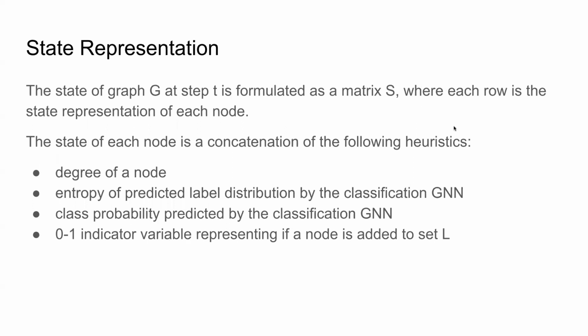First of all, the state representation of a graph G at step T is represented as a matrix S, where each row is the state representation of each node. In the original paper, there are four heuristics connected together to form a state vector for a node: degree of a node, entropy of the predicted label distribution by the classification model, class probability predicted by the classification model, and a 0-1 indicator variable representing if a node is added to the set L.